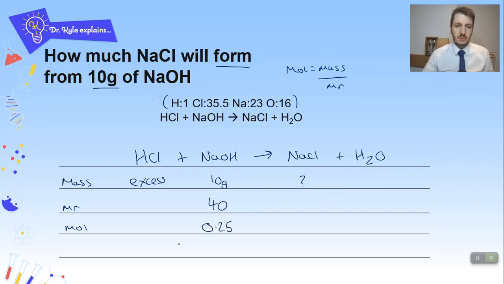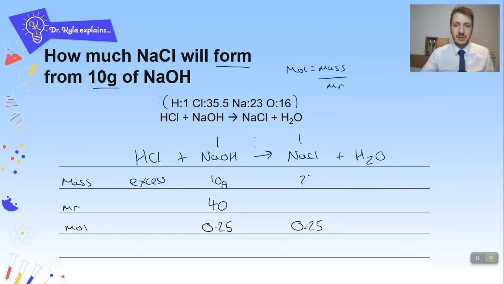0.25 moles. The next thing you then do is you look at your equation. Now what this equation is telling us is I've got 1 sodium hydroxide, or 1 mole of sodium hydroxide, and that goes over here to react and form 1 mole of sodium chloride. That's what my equation tells me. So therefore, if I've got 0.25 moles, which I actually do because I've got 10 grams, 10 divided by 40 is 0.25, that means because it's a 1-to-1 ratio, I'm going to form 0.25 moles over there.